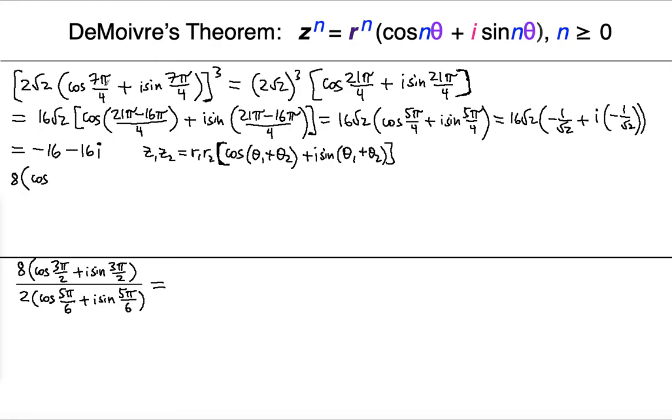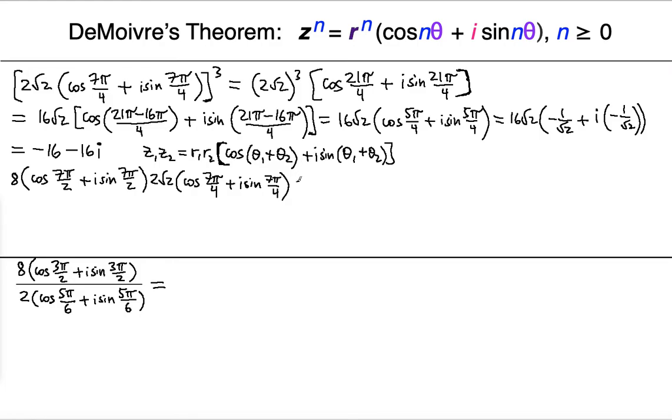Okay, and then we get here cosine of 7 pi over 4 plus 7 pi over 4, right? Which is going to be 14 pi over 4, which is 7 pi over 2. Plus I sine of 7 pi over 2. Okay, and this will be multiplied by one more of this complex number, to make it cubed. So I'm talking about 2 radical 2 cosine of 7 pi over 4 plus I sine of 7 pi over 4.